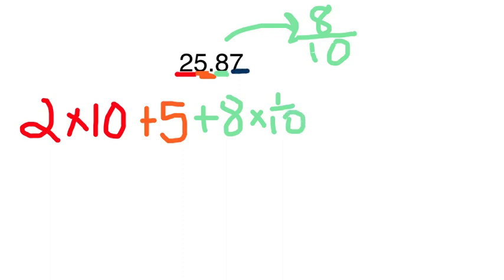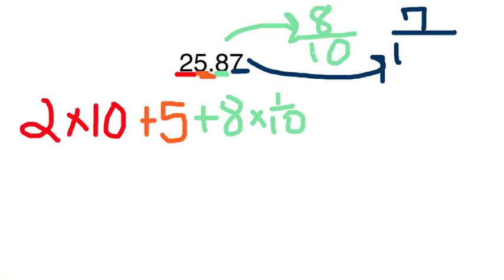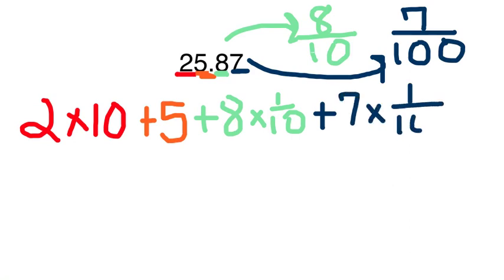Now when I look at this 7, I can think to myself, well, what place value is that? It goes tenths, then hundredths, so that has to be 7 out of 100. So when I write that in expanded form, it looks like this, 7 times 1/100. Now my decimal's getting a little longer, but you're still using the same strategies.